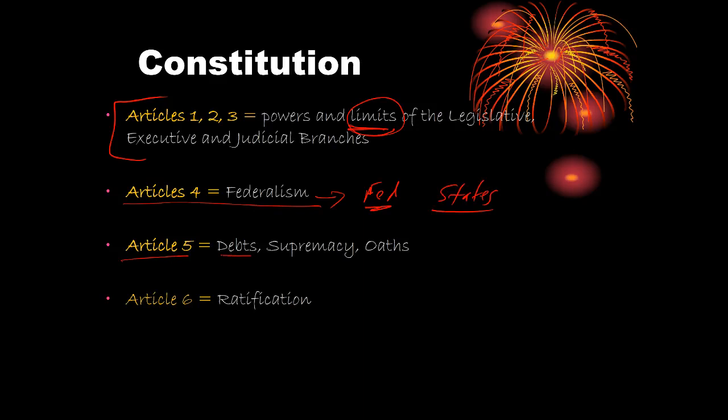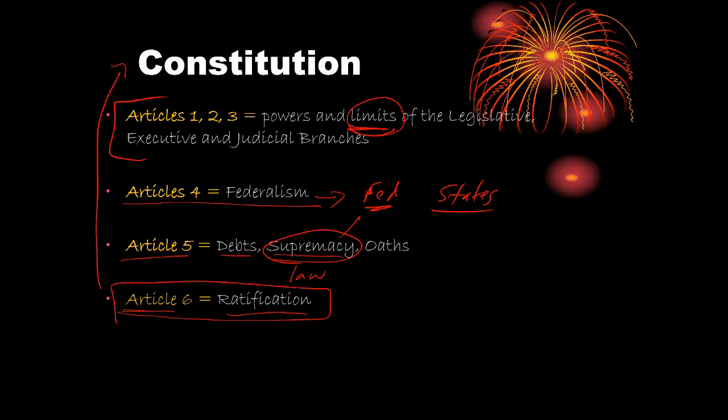Article 5 said that we were going to continue to pay all of our debts. It said that the Constitution of the United States would be the supreme law of the land. Important idea. And then last but not least, Article 6 was based on the principle of ratification. So basically, in order for the Constitution to be the law of the land, now that it's written, it has to be sent to all of the new 13 states, and they have to ratify it by a 2/3 majority.